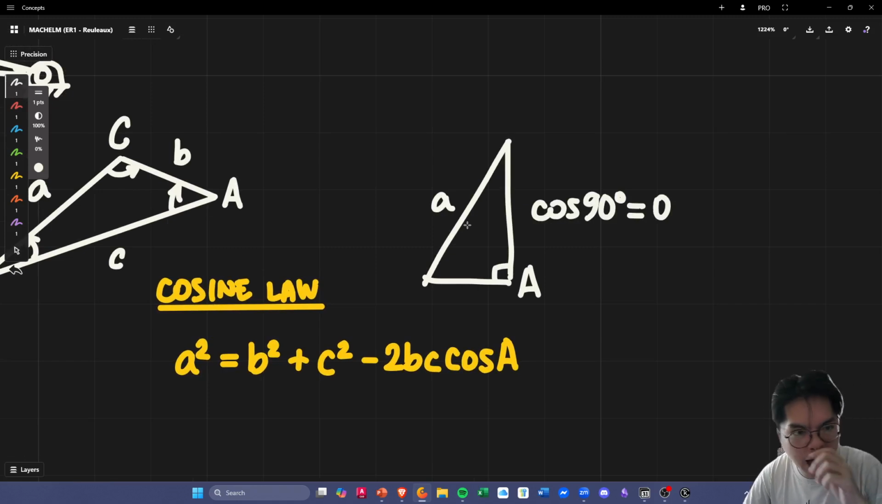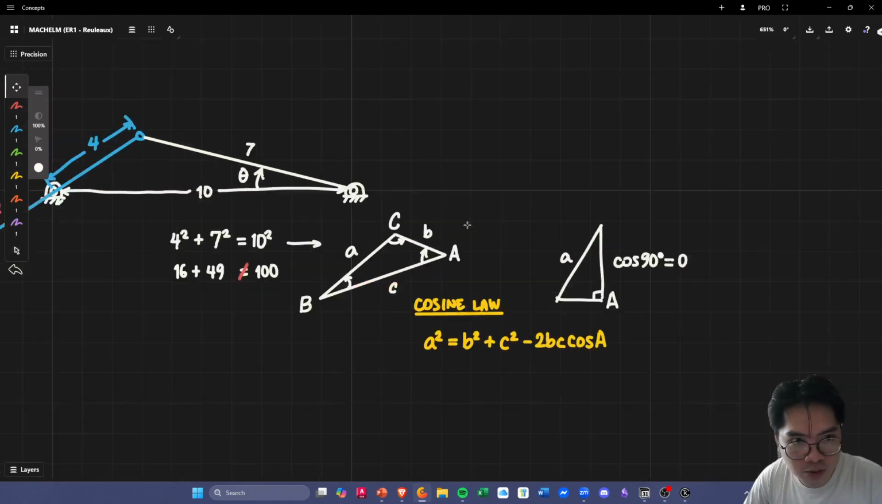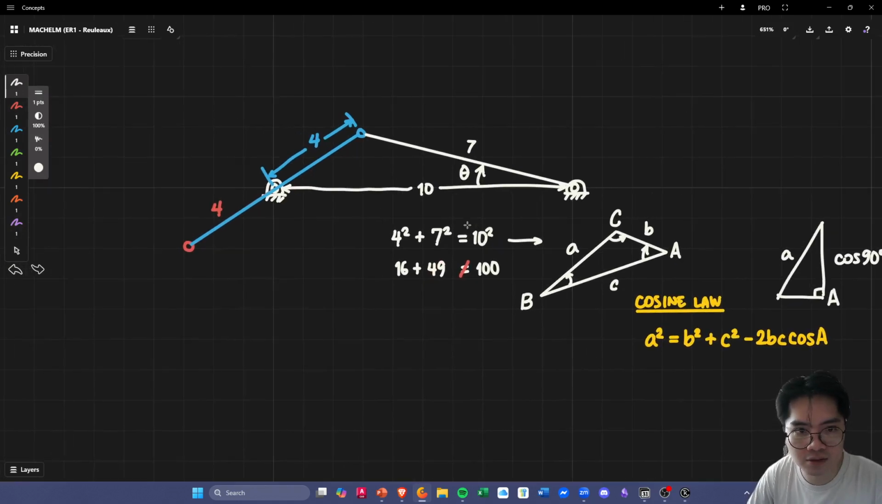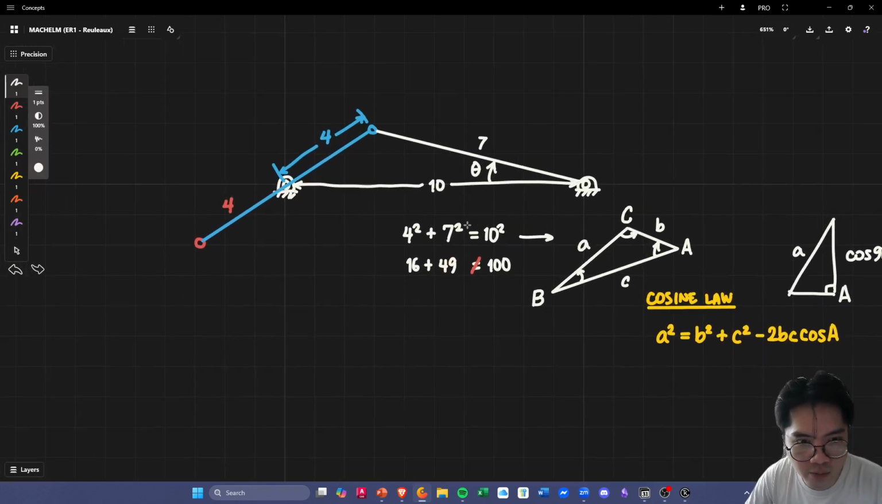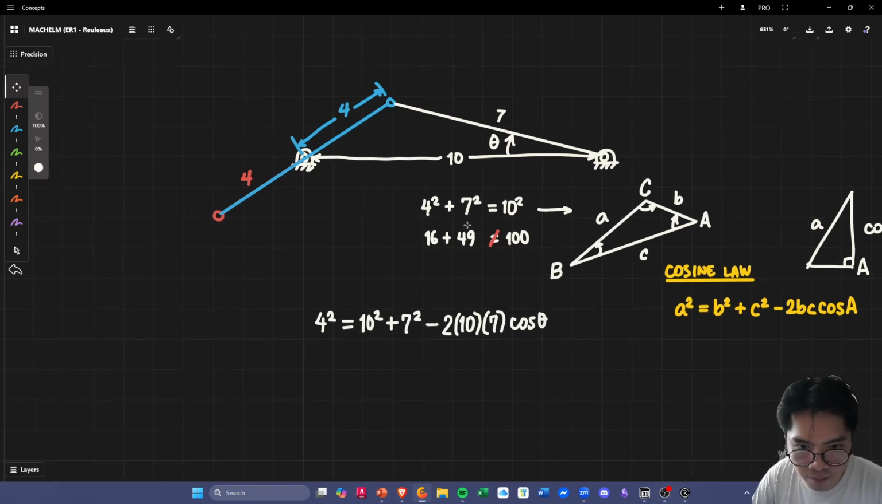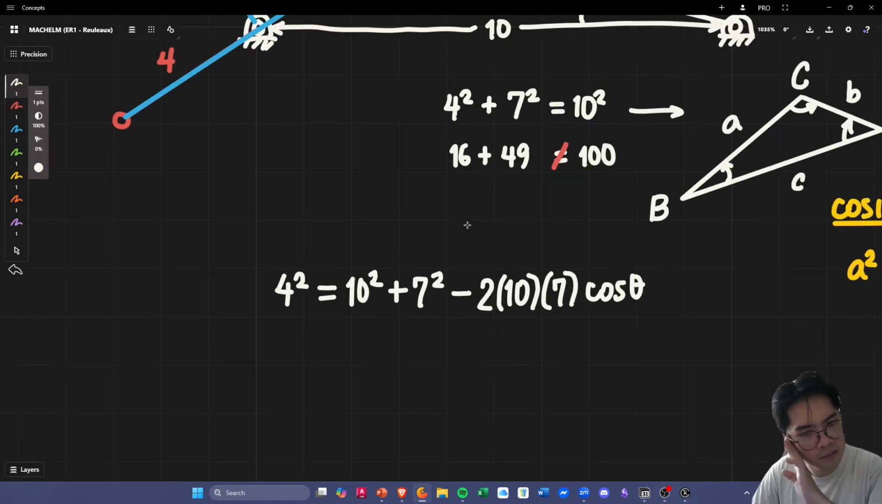Okay? And now, how are we going to use this? Well, we want to get the theta in here, so let's just try and pattern this the same way we would. In here we will get 4 squared, because that is the thing that is opposite the theta. 4 squared is equal to 10 squared plus 7 squared minus 2 times 10 times 7 times the cosine of theta. And honestly, you don't need to be very meticulous with this.